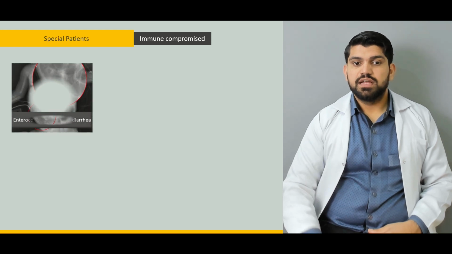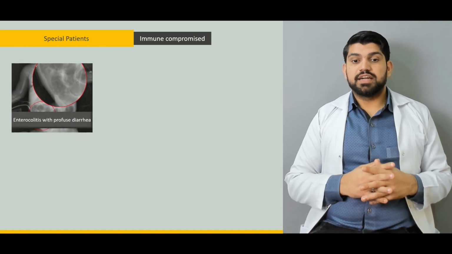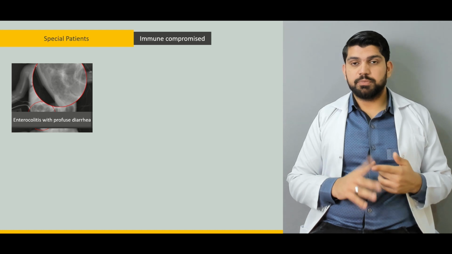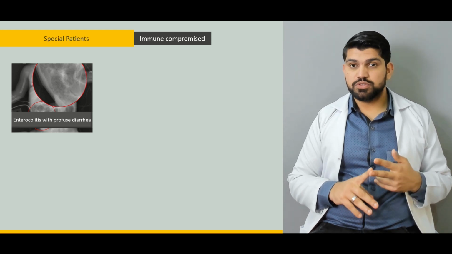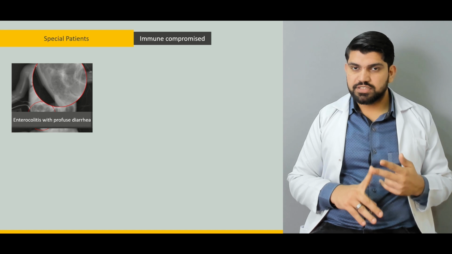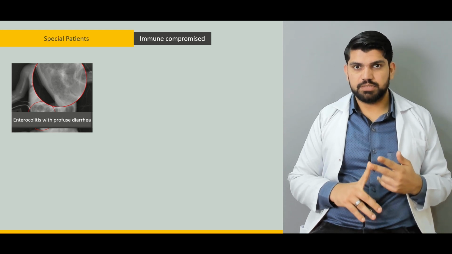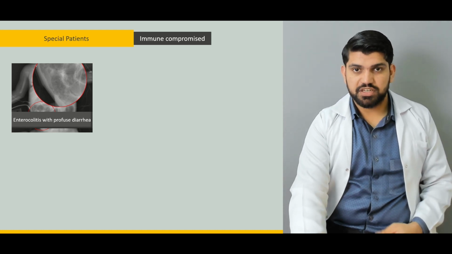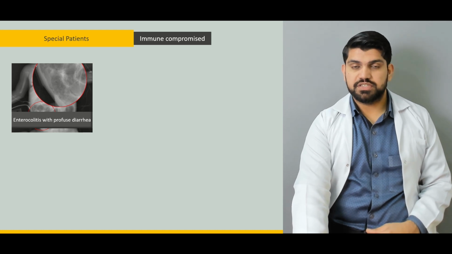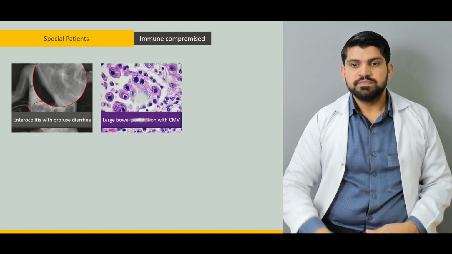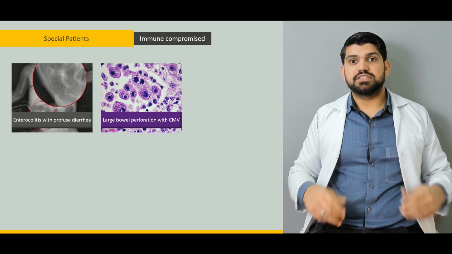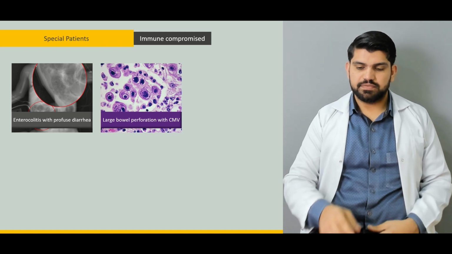Immunocompromised. Enterocolitis with profuse diarrhea. Patients who are immunocompromised are prone to cytomegalovirus. So cytomegalovirus can lead to enterocolitis with profuse diarrhea and eventually dehydration, further worsening their symptoms. Large bowel perforation, again with cytomegalovirus.